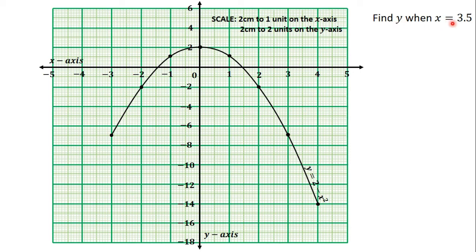So to find y when x is 3.5, you locate 3.5 on the x-axis. So 3.5 on the x-axis falls on this point. Then you draw a vertical line from 3.5 to meet the curve. Then from where it meets the curve, you draw a horizontal line to meet the y-axis. Then you read the y value here. The y value here is minus 10. So it means that from the graph, when x is equal to 3.5, y is equal to minus 10.